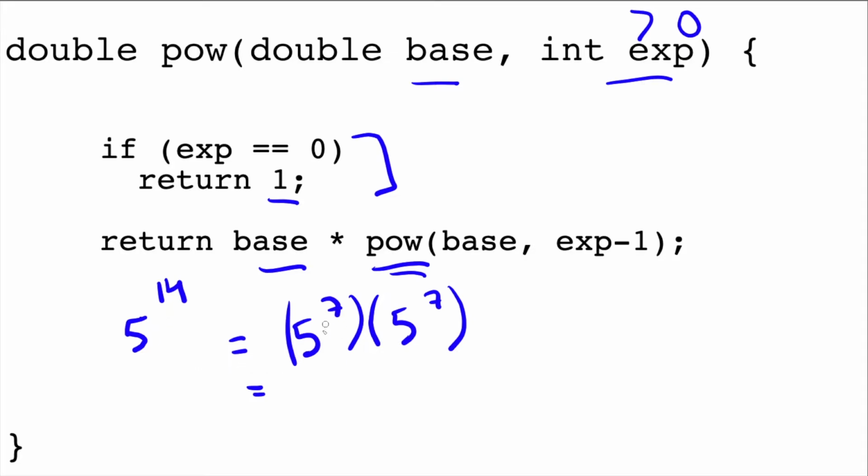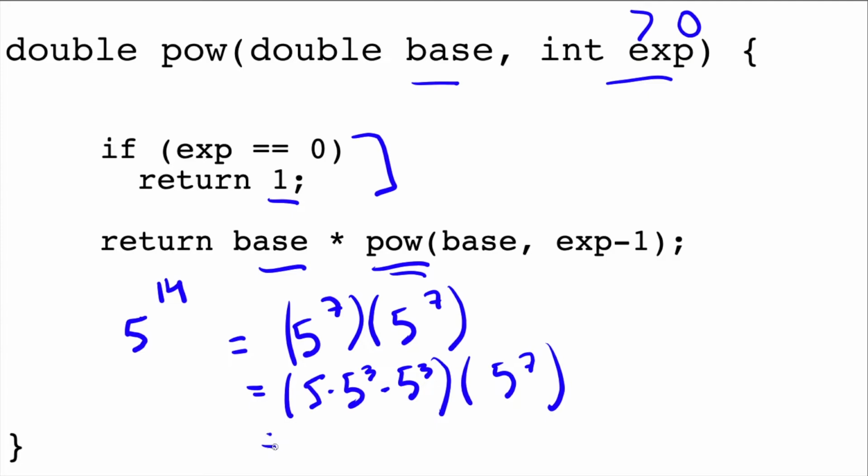Now, breaking down each of these, similarly, 5 to the 7 is equal to 5 times 5 to the 3 times 5 to the 3. So in this case, we broke down 5 to the 7 into 5 times 5 to the 3 times 5 to the 3. So we can continue this process recursively, breaking down each of these computations into easier computations.